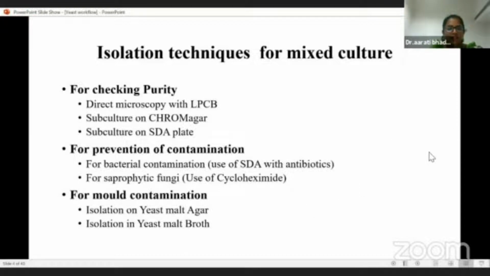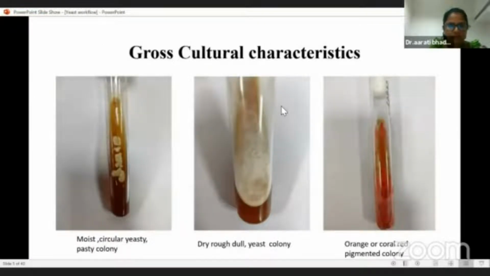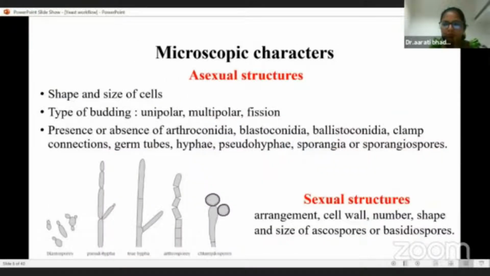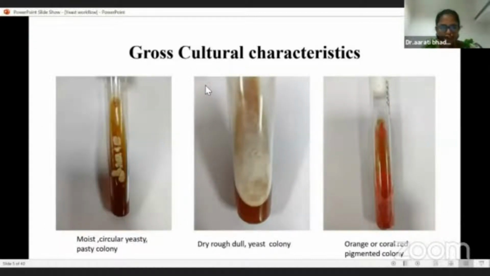And if there is mold contamination of the yeast colony, then we will isolate it on yeast malt agar or in yeast malt broth. In this, only yeast colonies will grow.